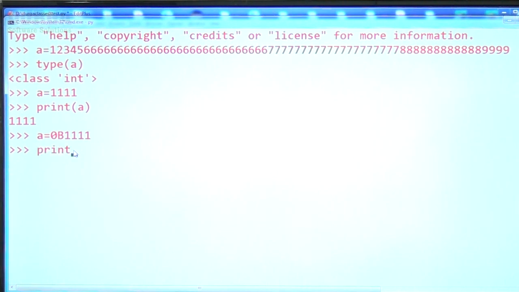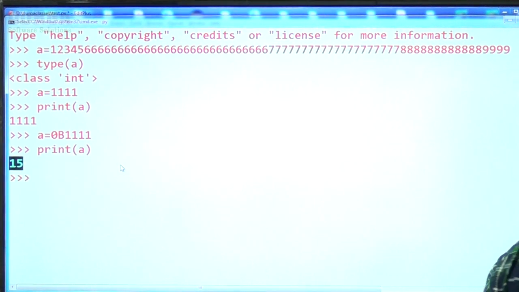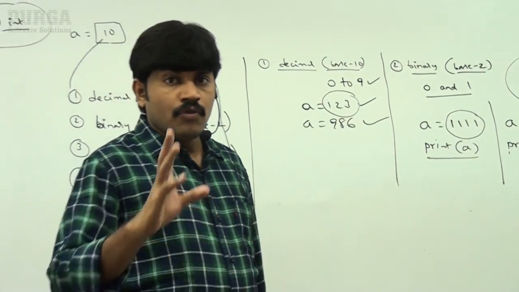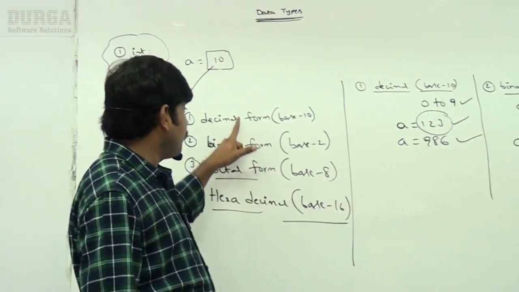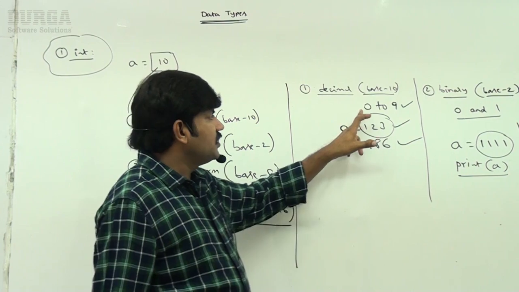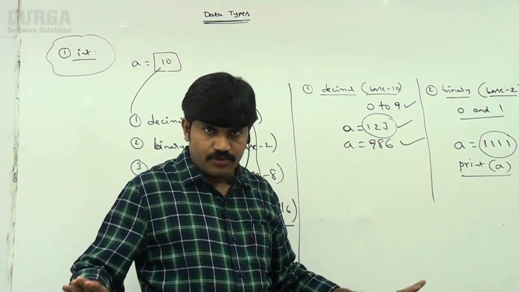Can you please print A? Now the equivalent decimal value 15 we are going to get. I hope the terminology is very clear for you people, right? So, in how many ways can we represent an integral value? 4 ways, right? What is the first one? Decimal. Decimal is the default number system. Allowed digits are 0 to 9. We are not required to do anything.